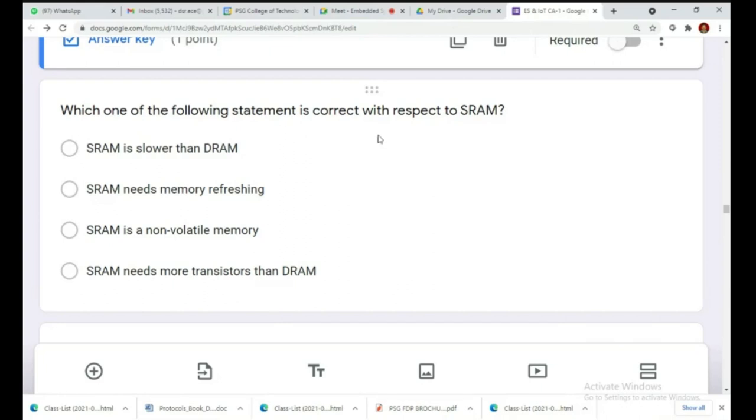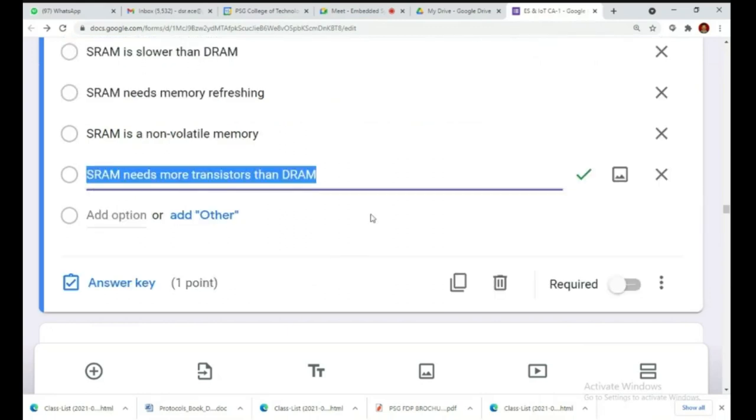Which one of the following statements is correct with respect to SRAM? SRAM needs more transistors than the DRAM. So the fourth one is the right answer, as you see here.